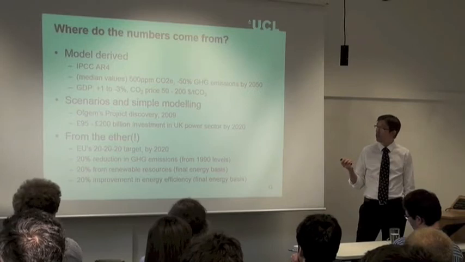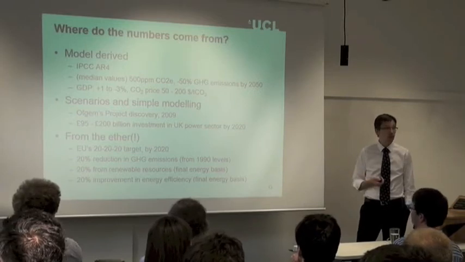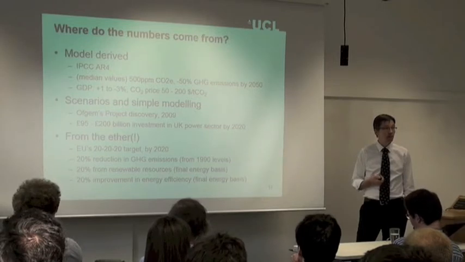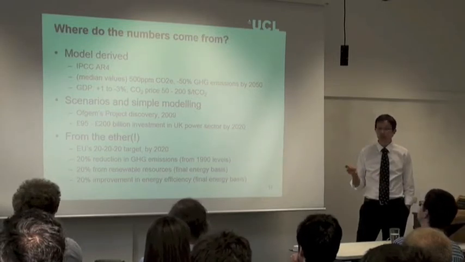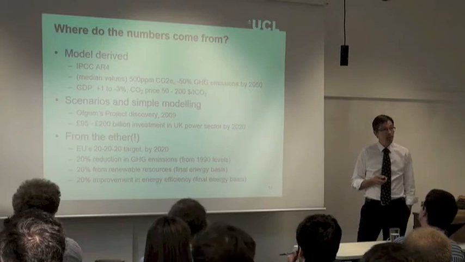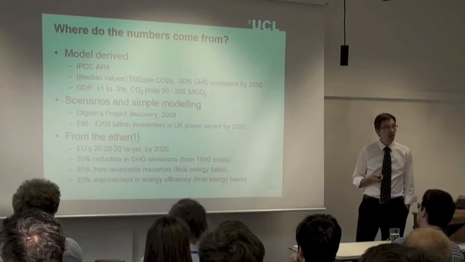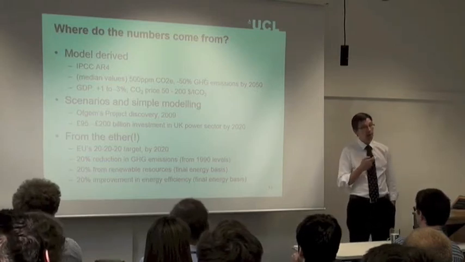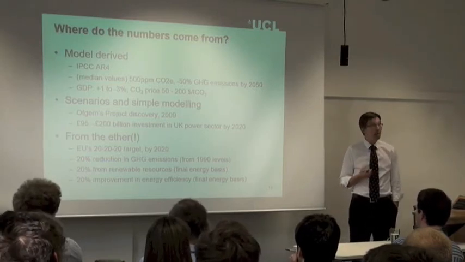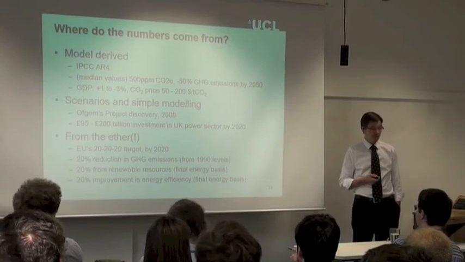These days, those kinds of numbers would look a little low, and most modelers, particularly in the next IPCC, think that climate change mitigation is going to cost significantly more. But these model-derived numbers really give you a sense of where these numbers come from, and they're much better, I'm arguing, than other ways of doing it.